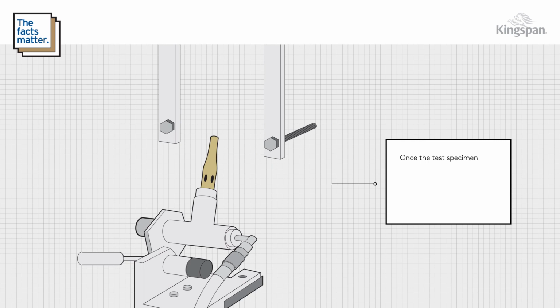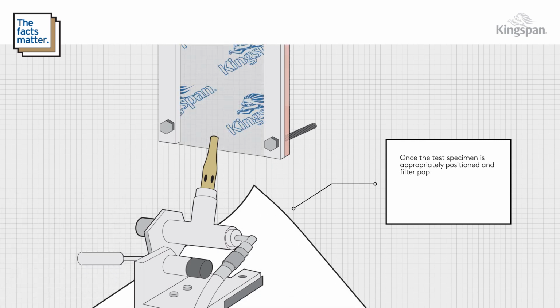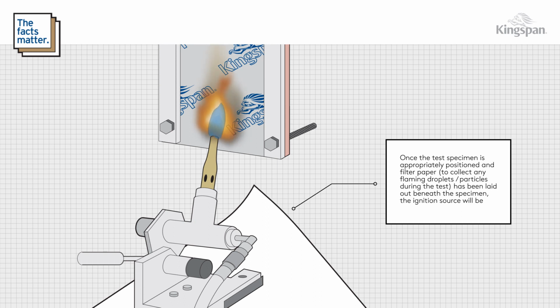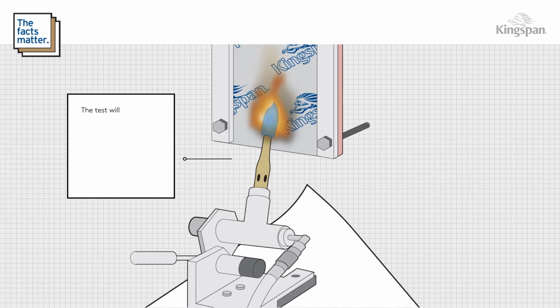Once the test specimen is appropriately positioned and filter paper to collect any flaming droplets or particles during the test has been laid out beneath the specimen, the ignition source will be lit to a flame height of 20mm. The test will commence the moment the flame is brought into contact with the specimen.